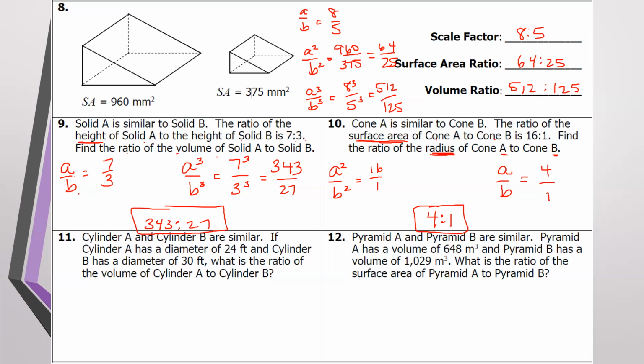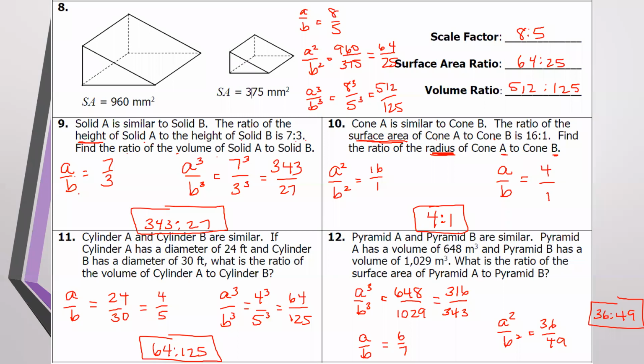And then in number 12, they're telling us what the volumes are of those two pyramids, and we want to know the ratio of the surface area. So go ahead and try number 11 and try number 12, and then we'll go over them together. So try those now.